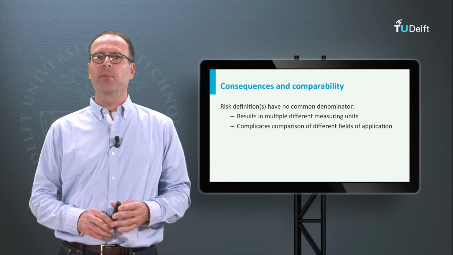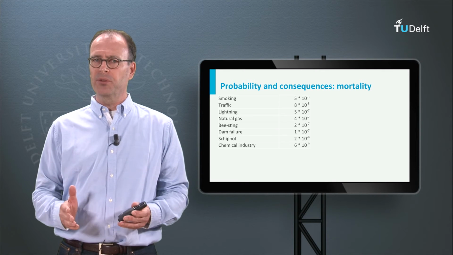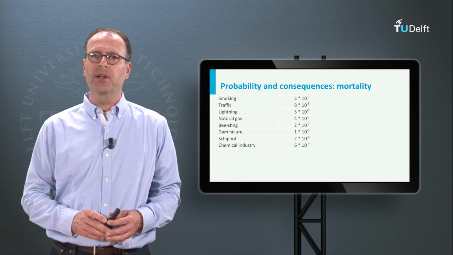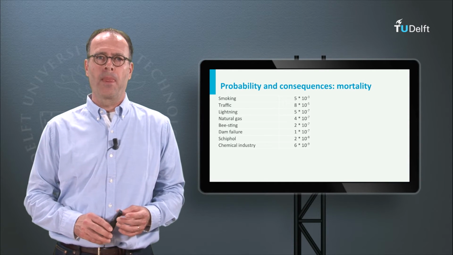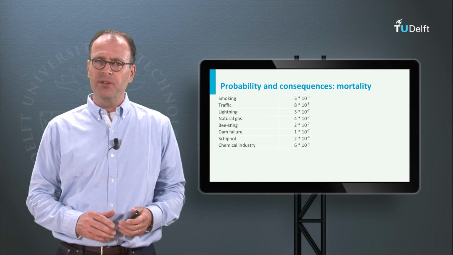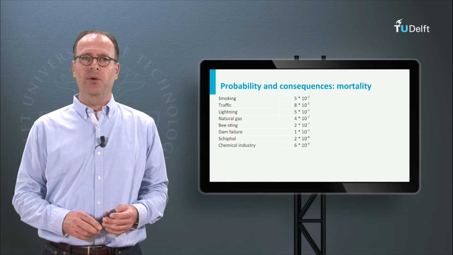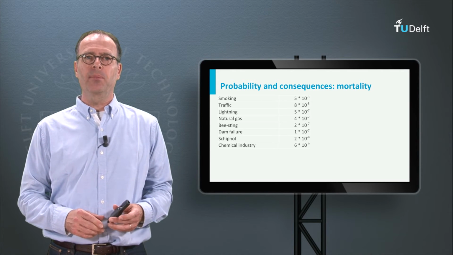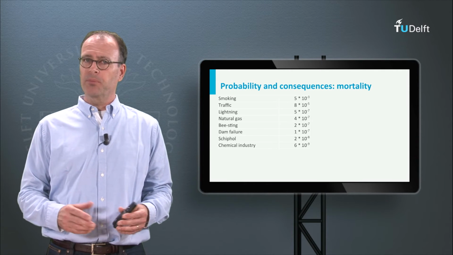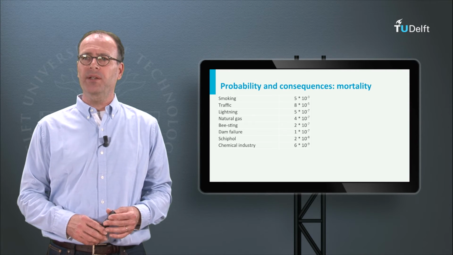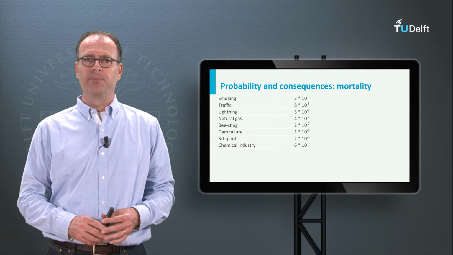Here we have some numbers. I'm not sure what the numbers stand for, but I assume they express the overall probability that a person dies of this particular cause during his or her life. For instance, the probability of dying of smoking is 5 times 10 to the minus 3. So of 1,000 smokers, 5 die because of smoking. Dying in traffic is also possible with a certain probability, as is dying because of a stroke of lightning. Dying because of a chemical accident is the least probable.